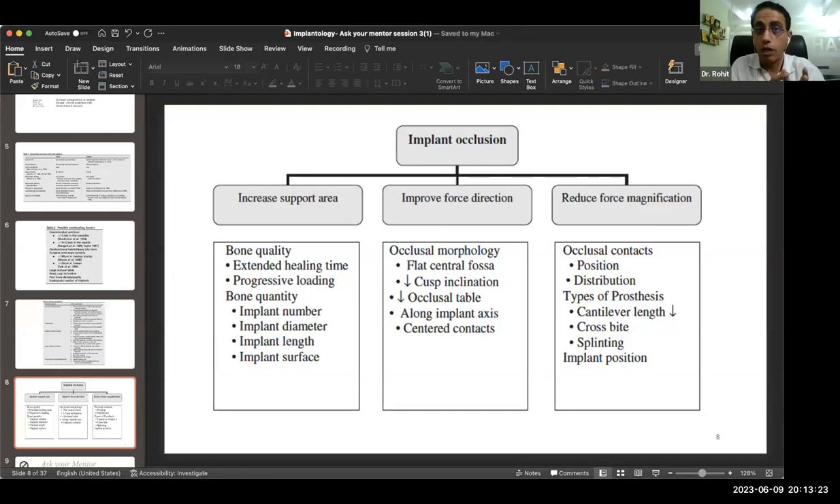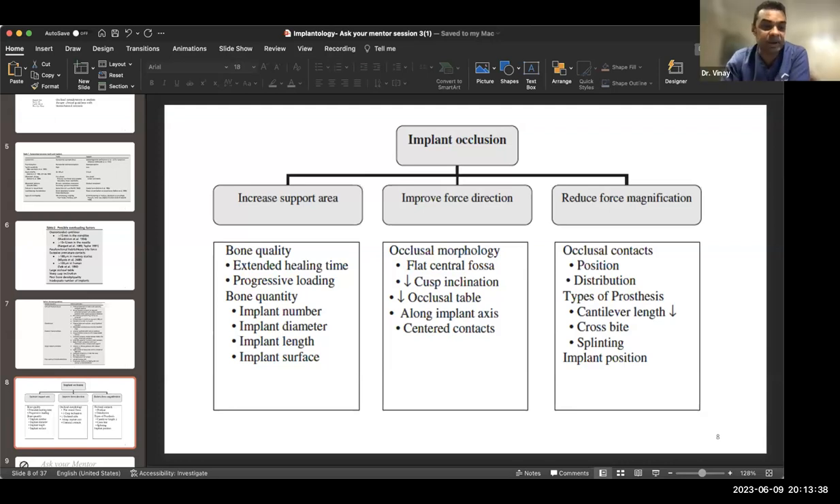So you may have to actually place at times two thin implants for a single molar. Rather than thinking about extending the cantilevers, you should think about adding more implants as the base for your crowns there. I think we can go to the next one.